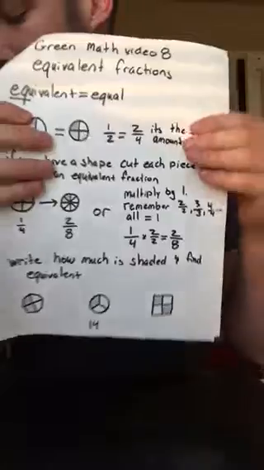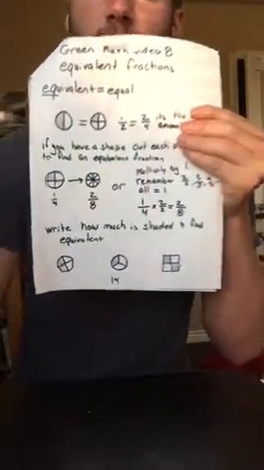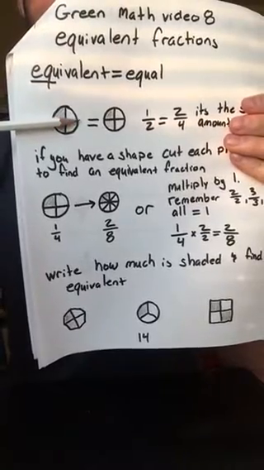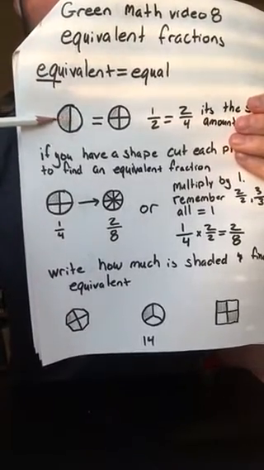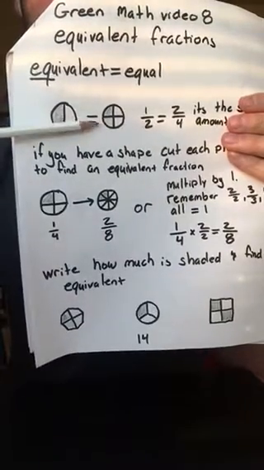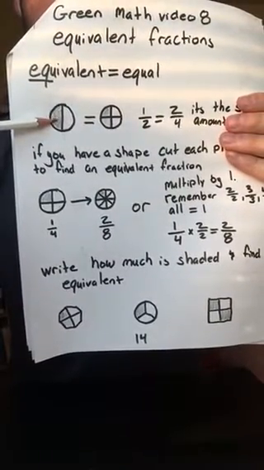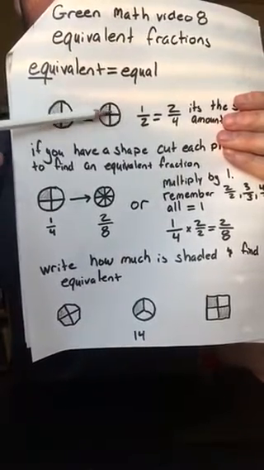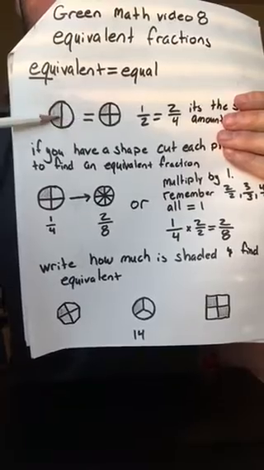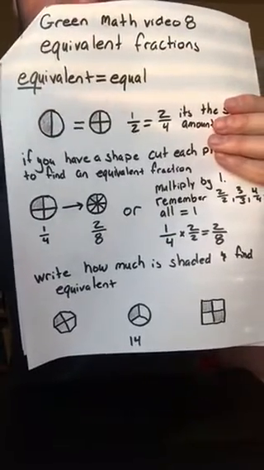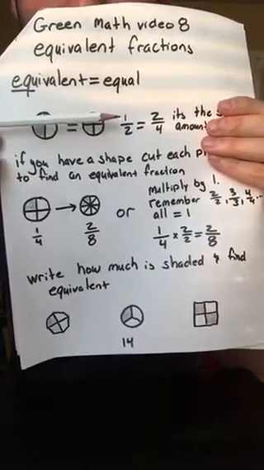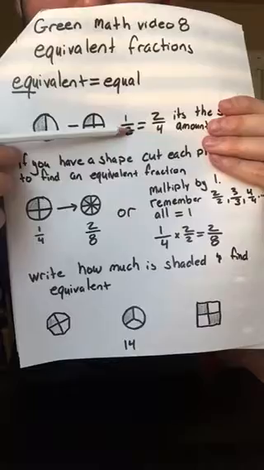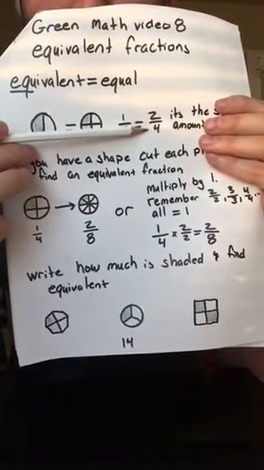And I want you to notice something. If we start here with 1/2, all I did was cut each piece right down the middle in half. So when I used to have 1, I now have 2. And when I used to have 2, I now have 4. So each one I multiplied by 2. I created twice as many. So 1 times 2 is 2. And 2 times 2 is 4.